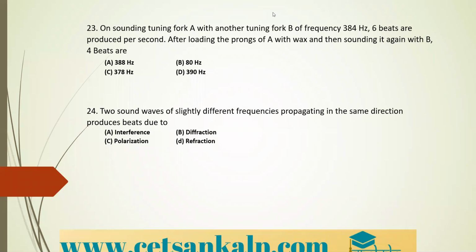In the last class we started with waves and we discussed a few of the MCQs on this chapter. So let us go for the next question today. That is question 23: on sounding tuning fork A with another tuning fork B of frequency 384 Hz, 6 beats are produced per second. So you have two tuning forks A and B. They are of the same frequency, that is 384 Hz. So what happens here? They are producing 6 beats per second.